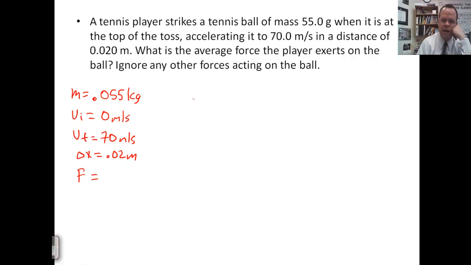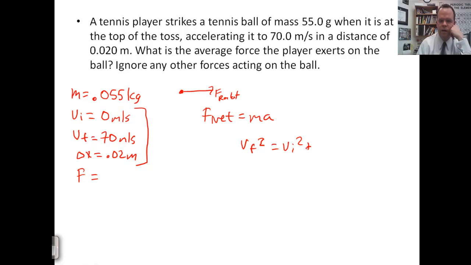Now we know F equals ma. Now the force is going to be the force of the racket, and that's going to be the only force on the ball. So to do F net equals ma, we need to know what a is. We know vi, vf, and delta x. So I'm going to use vf squared equals vi squared plus 2a delta x. So 70 squared equals 0 squared plus 2 times a times 0.02.